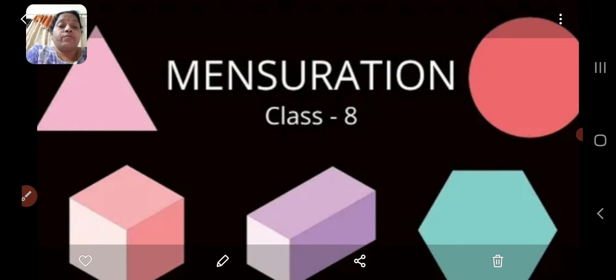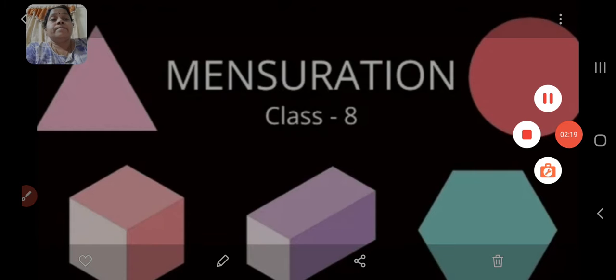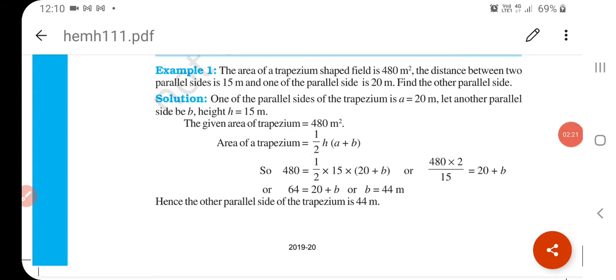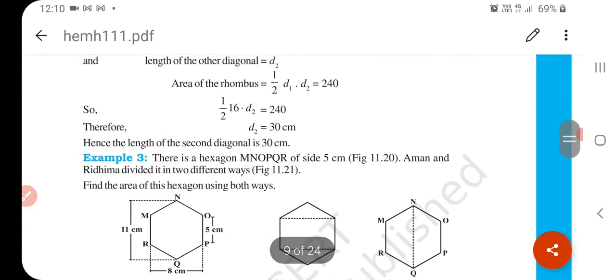And when we want to find the area of any polygon, we split it into triangles or rectangles. Okay, whatever polygon is given, you have to split it into rectangles or triangles, whichever easy shapes for which you know the area of that figure. So you can easily find the area of any polygon. Okay, understand? Yesterday I told you to complete example number 1, 2 and 3.